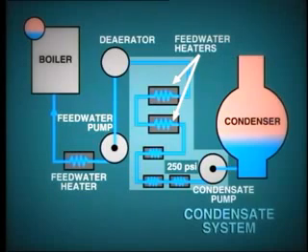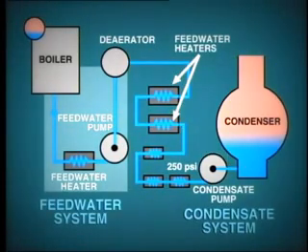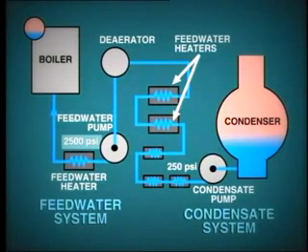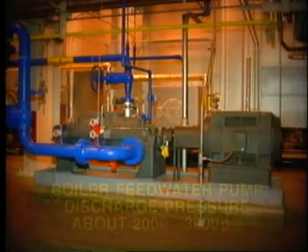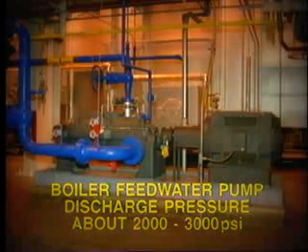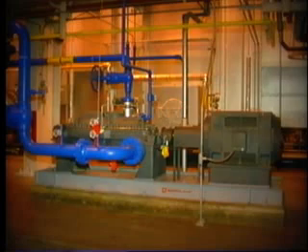From the de-aerator onwards, we refer to the continuation as the feedwater system, which operates at much higher pressure. The pressure developed by the boiler feedwater pump must be sufficient to overcome losses in the piping system, plus the pressure in the boiler itself. This means that the boiler feedwater pump discharge pressure must be about 2,000 to 3,000 psi, depending upon the particular installation. The feedwater pump may be driven by an electric motor or a steam turbine.